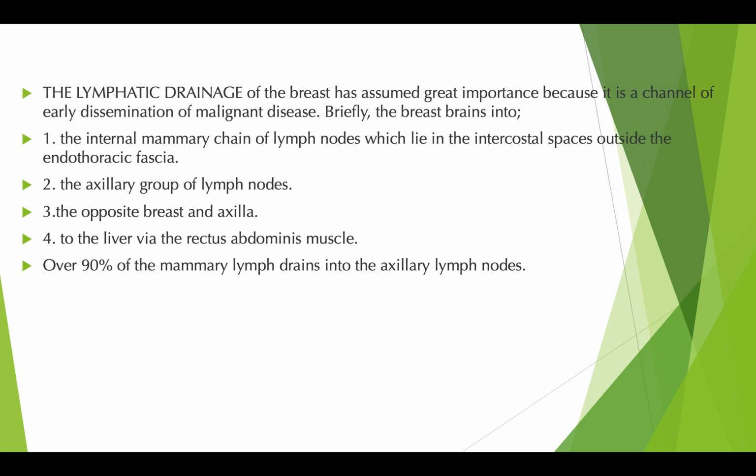The lymphatic drainage of the breast has assumed great importance because it is a channel of early dissemination of malignant disease. Briefly, the breast drains into the internal mammary chain of lymph nodes, which lie in the intercostal spaces of the endothoracic fascia, the axillary group of lymph nodes, the opposite breast and axilla, and to the liver via the rectus abdominis muscle. Over 90% of the mammary lymph drains into the axillary lymph nodes.